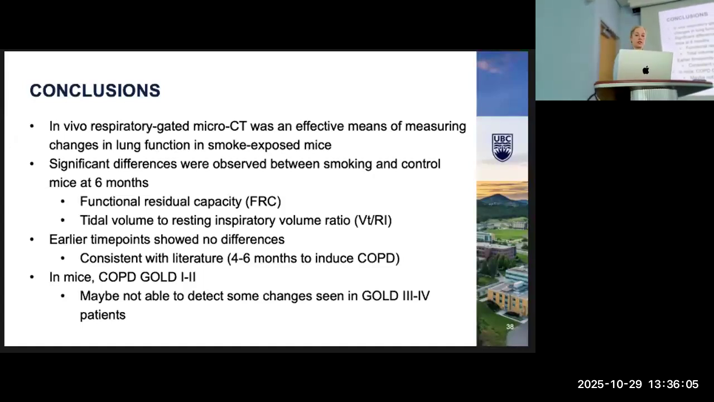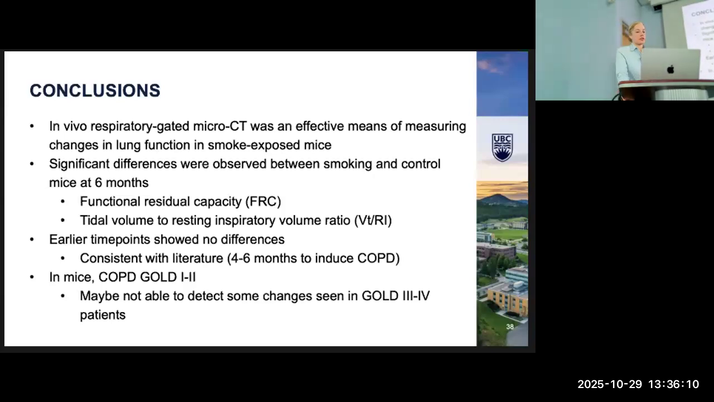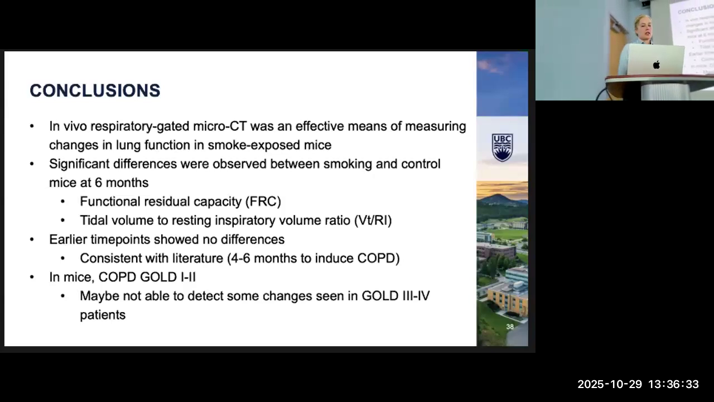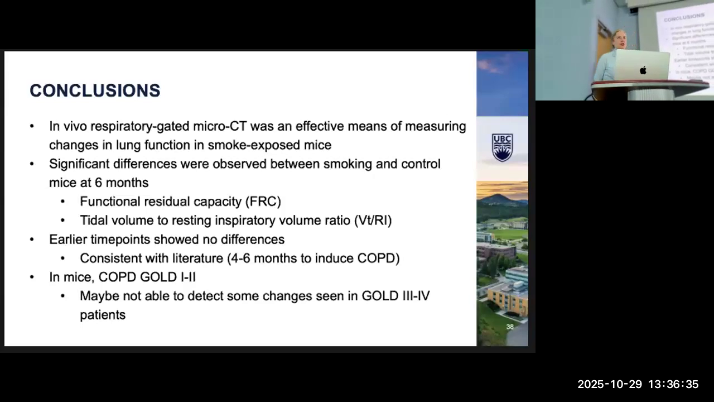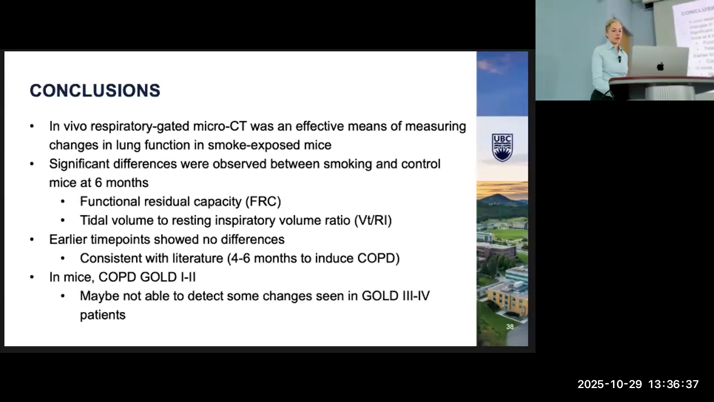All of our results were consistent with what was in the literature, but all of the literature results were kind of post-mortem markers. So we might be able to see some of the things that you would expect to see in patients, but a lot of the more severe characteristics might not be achievable in a mouse model. So it's kind of understood that we might be able to get a GOLD 2, but we might not be able to get all the way to a GOLD 4 in this type of a model.